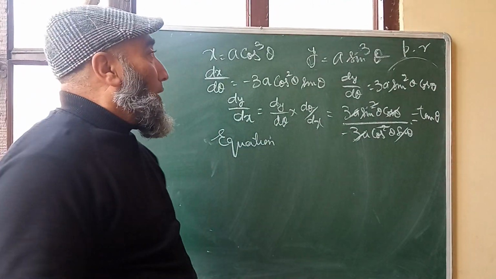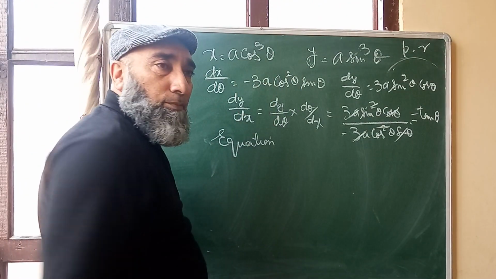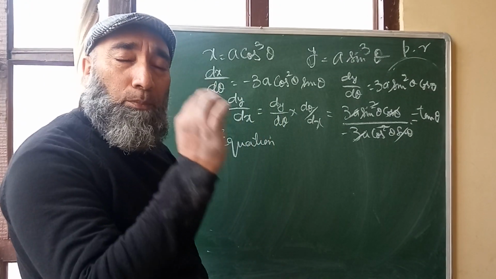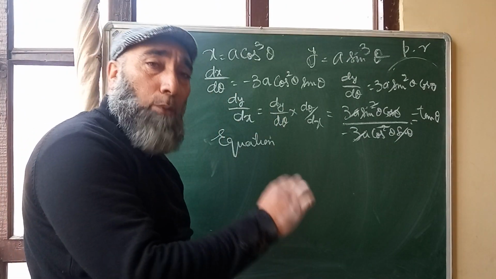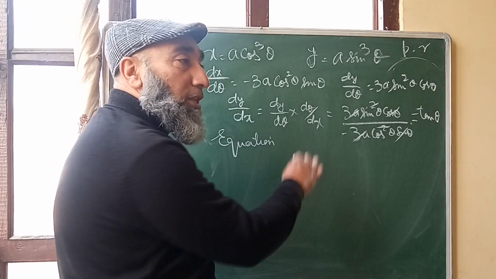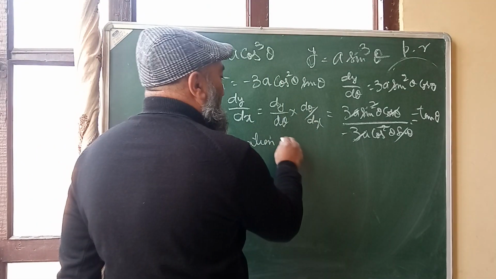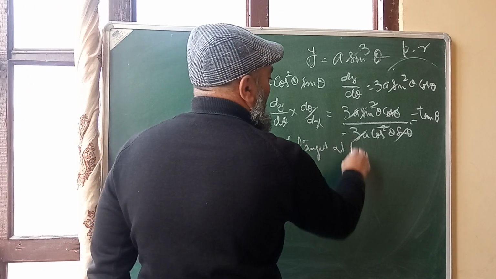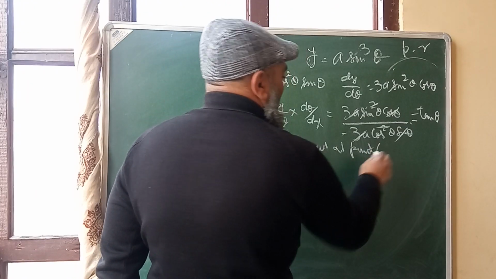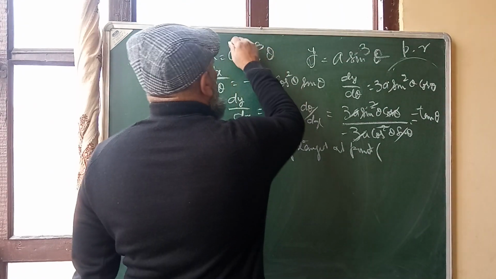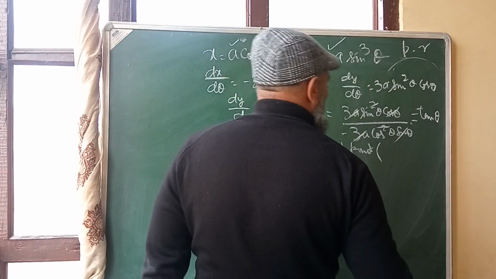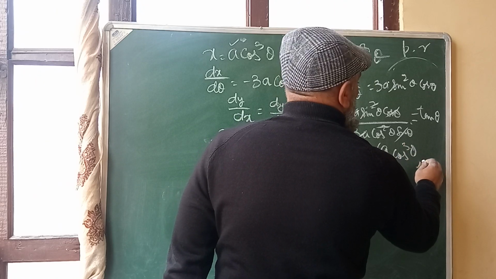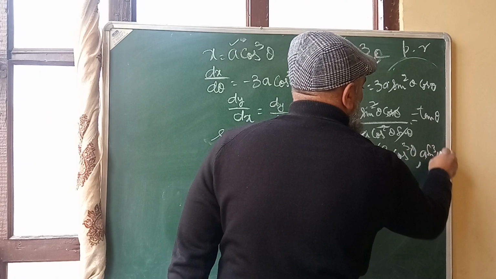Let me tell you again. This is Cartesian form. Okay? I have to find the perpendicular distance from the origin upon the tangent. So I have to find equation of tangent first. Equation of tangent at point x dash y dash, but x dash y dash is given, xy is given at a cos cube theta, a sin cube theta.